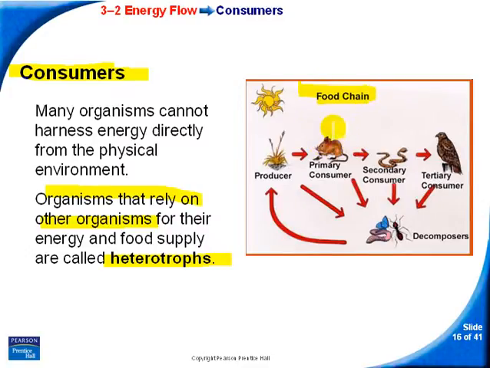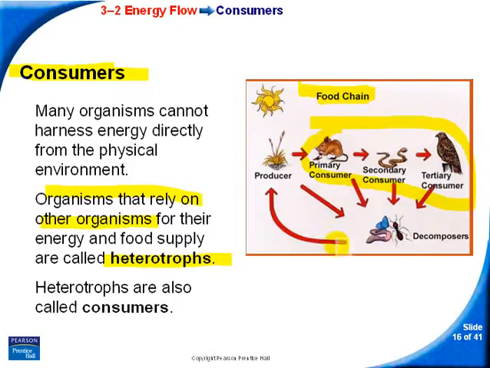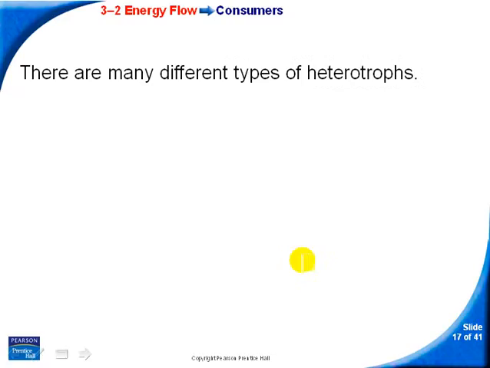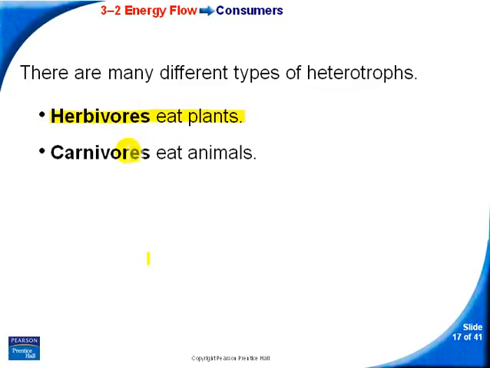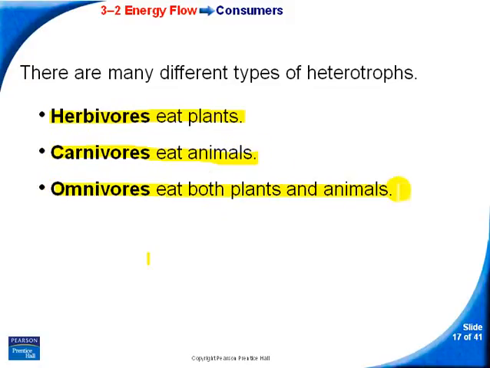And these three taken right here are all consumers. They rely on another organism for their energy. Some eat producers, some eat other consumers. And once again, heterotrophs and consumers are essentially the same word. So many different types of heterotrophs. Herbivores eat plants. Carnivores eat animals. Omnivores eat both plants and animals, and I would place us as omnivores.